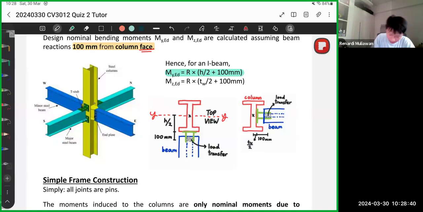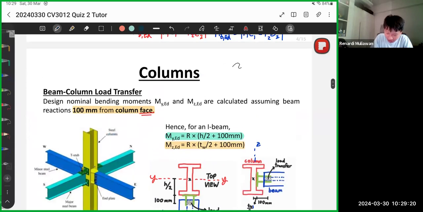For ZZ, it is the same 100 millimeters from the column face. Here you see it's 100 millimeters from the column face. But then eccentricity you must take from the middle of the column. So you add this tiny tw divided by 2, where tw means the thickness of the web. You just take half. That's why in this case, MzEd is R times tw over 2 plus 100.